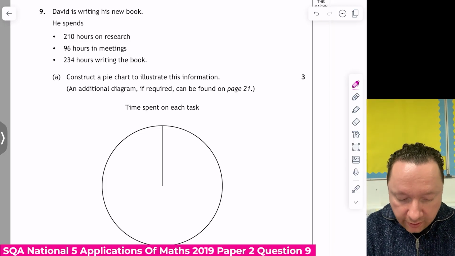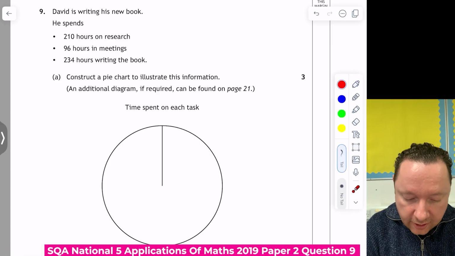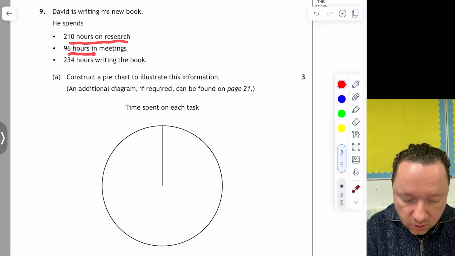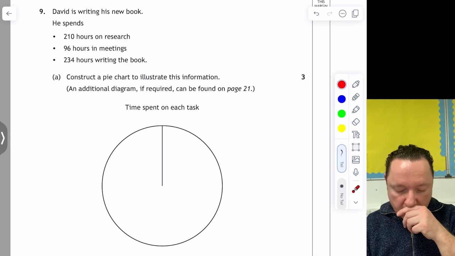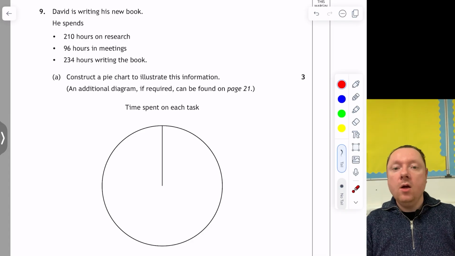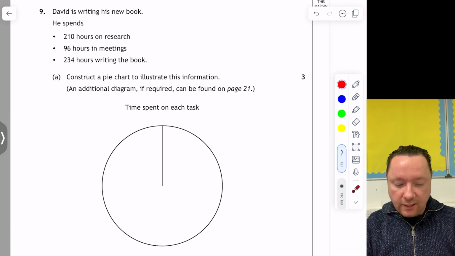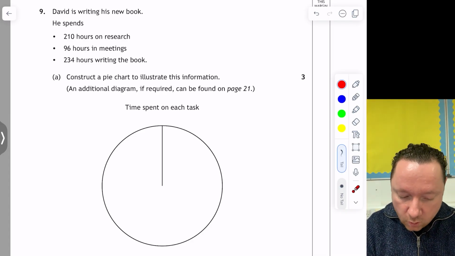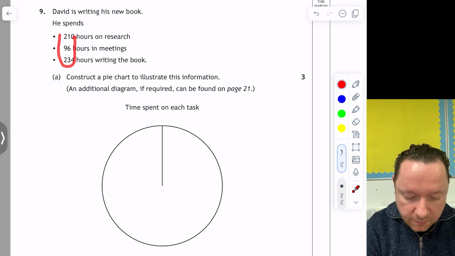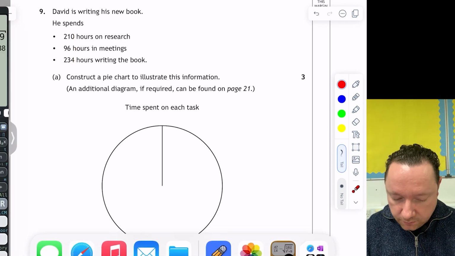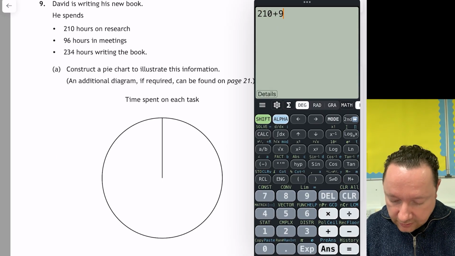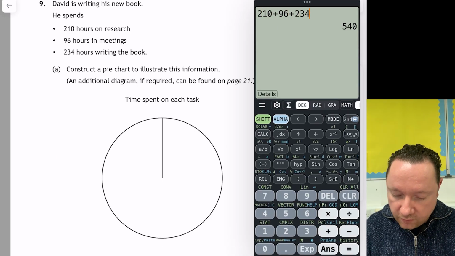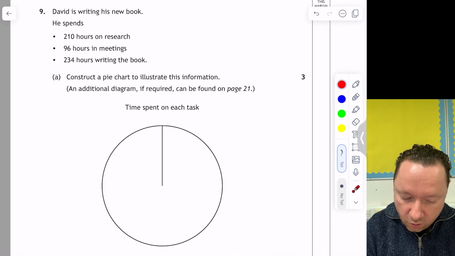David is writing his new book. He spends 210 hours on research, 96 hours in meetings, and 234 hours writing the book. We have to construct a pie chart to illustrate this information. So for a pie chart, we need to work out our angles, which are just using fractions out of 360. So the first thing you do is work out the total of all the things that are happening. So getting my calculator, I'm just doing an add sum. 210 plus 96 plus 234 is 540. So my total is 540.